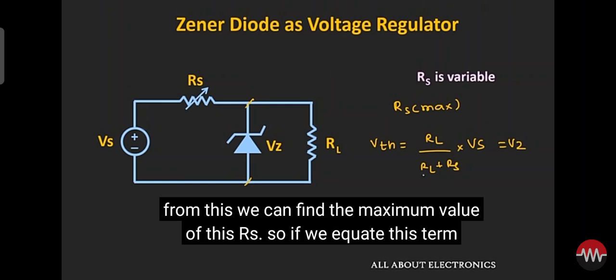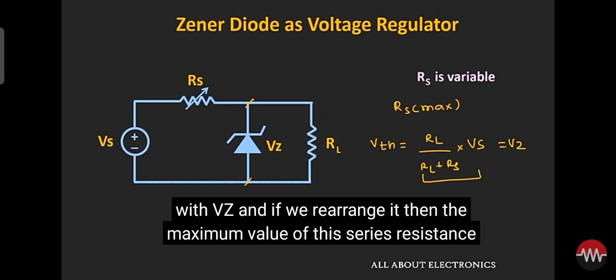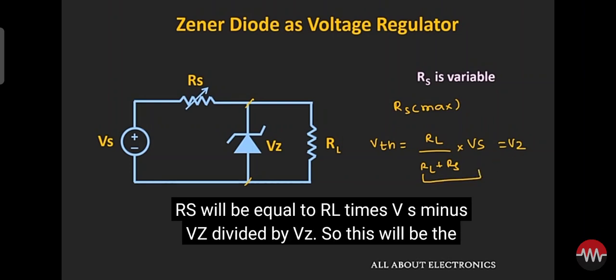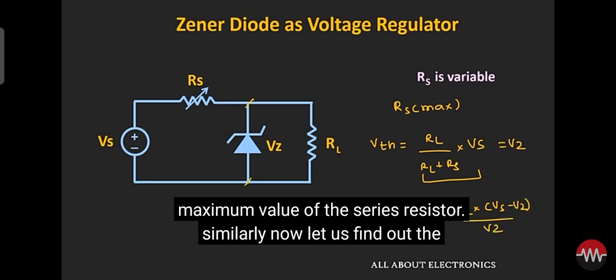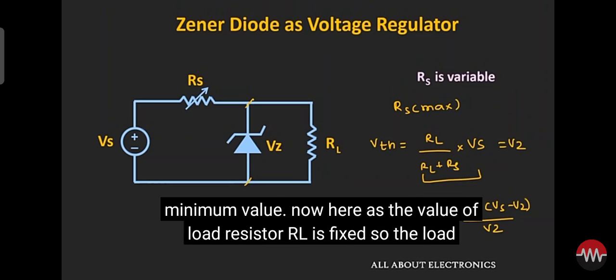So if we equate this term with Vz and if we rearrange it, then the maximum value of this series resistance Rs will be equal to RL times (Vs minus Vz) divided by Vz. So this will be the maximum value of the series resistor. Similarly, now let us find out the minimum value.